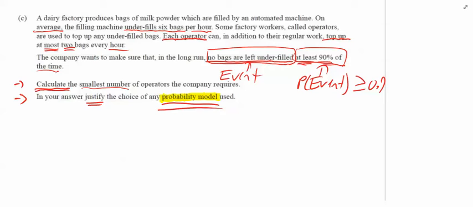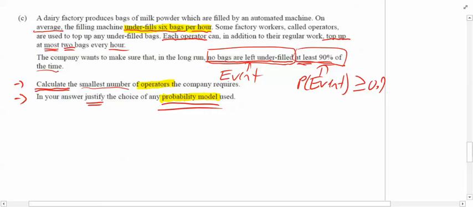Okay, first thing we need to do is think, what's the variable? So what's the numerical variable here? Well, there's kind of two things they've asked about. Originally we're told we're interested in the number of underfilled bags. We're also then told we want to know the smallest number of operators.